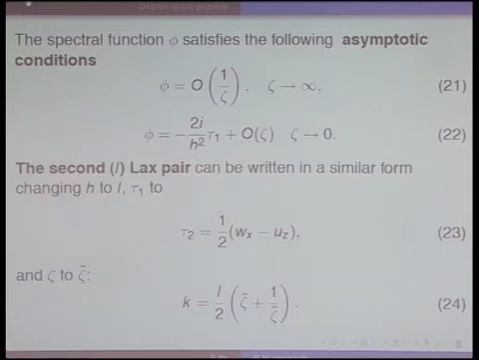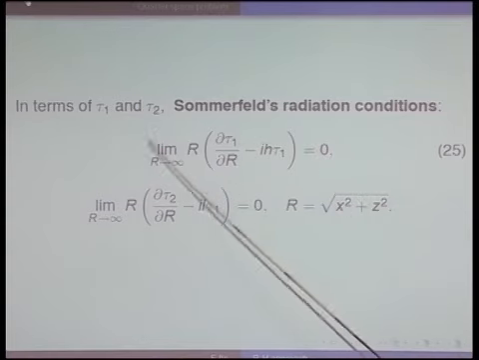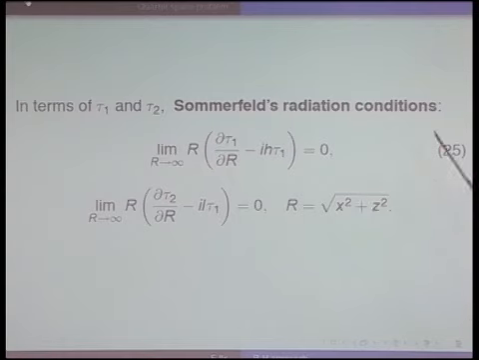In a similar way, the second Lax pair can be written in a similar form, but for a slightly different potential function tau, and it could be written on its own zeta tilde complex plane. In terms of these potential functions tau1 and tau2, the Sommerfeld radiation condition is presented on this slide.